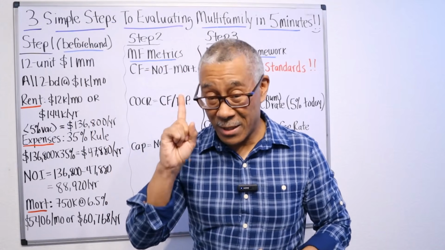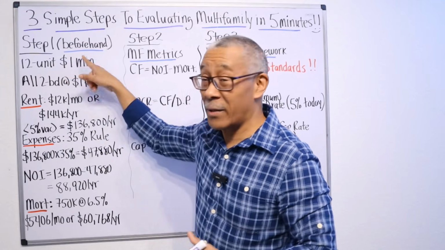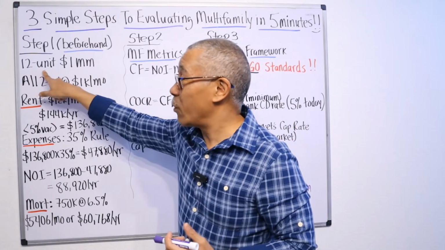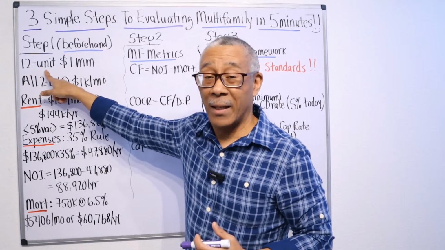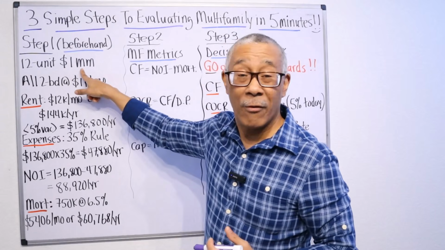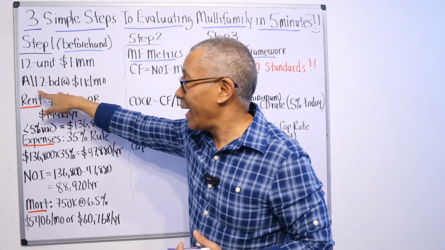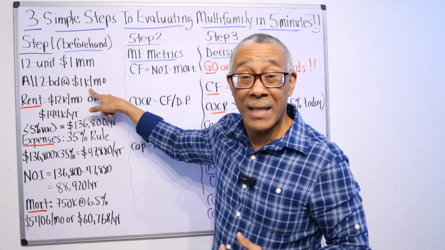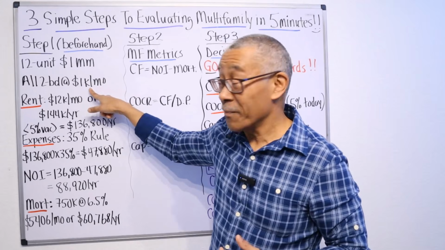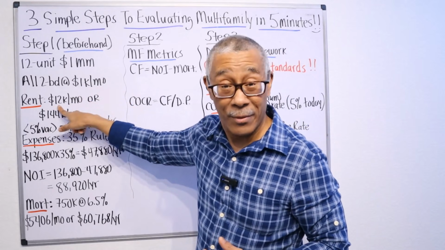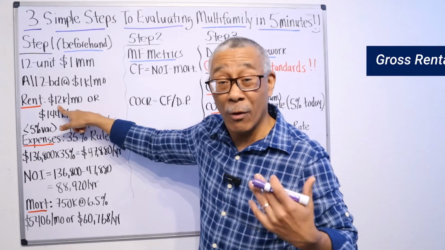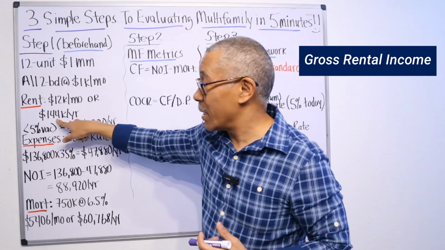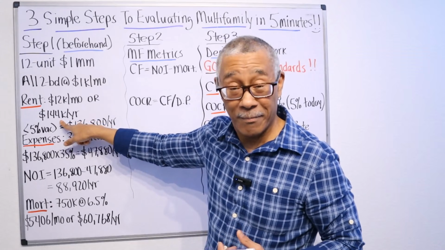Let's get started with step 1. Step 1 is beforehand, you're going to gather basic information about the deal, okay? So you found this 12-unit multifamily apartment building, and it's on sale for $1 million, okay? And all 12 units are 2 bedrooms, and they're renting at $1,000 per month each, okay? So that equals $12,000 a month, right? And I need an annual figure, so I'm going to multiply this $12,000 a month by 12 months. That gives me $144,000 per year, okay?